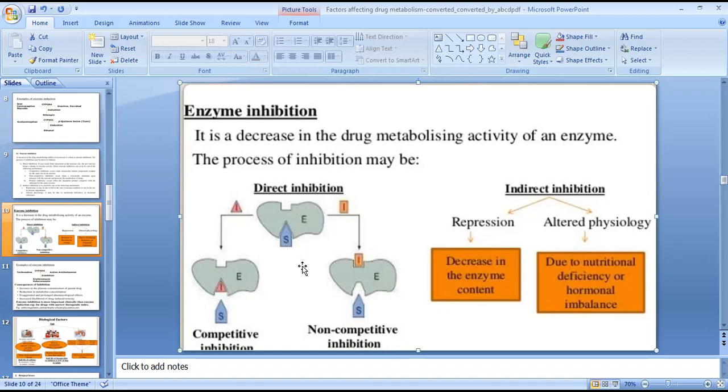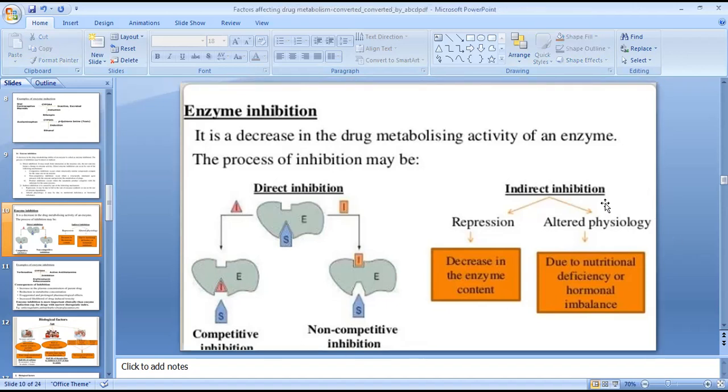Now the next one, non-competitive inhibition. So what happened? This inhibitor molecule will attach to some other location of the same enzyme molecule, which will alter the structure of the enzyme molecule so that the substrate molecule is unable to bind to the enzyme molecule. So the inhibitor molecule will alter the structure of the enzyme molecule, and the substrate molecule is not going to bind very easily with that enzyme molecule, and this is non-competitive inhibition.